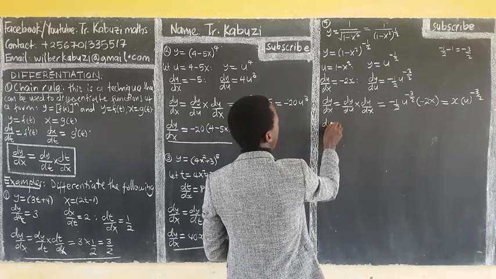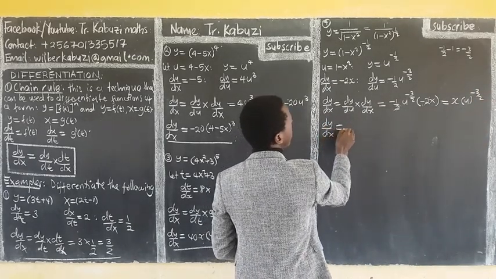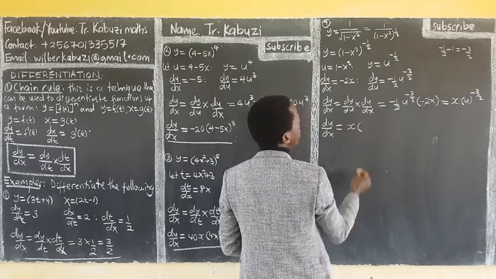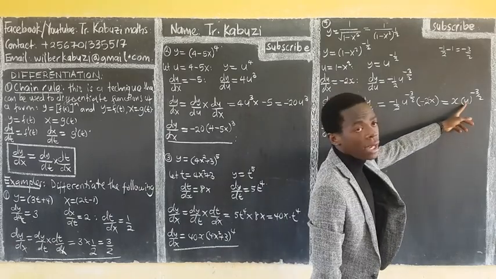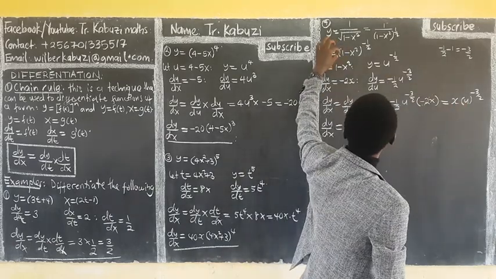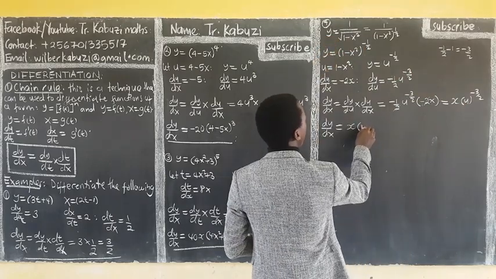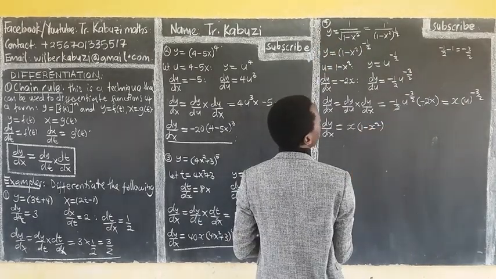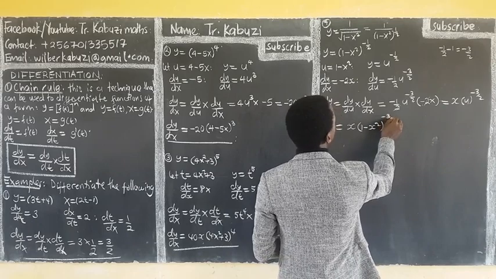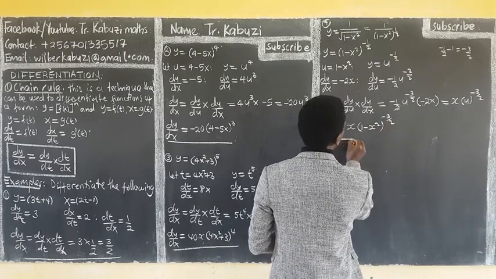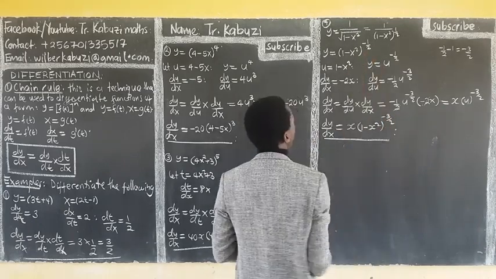So now from here, my dy/dx will be x times, I know what my u is. My u from here is 1 minus x squared, the whole power now negative 3 over 2. And that will be the derivative of that.